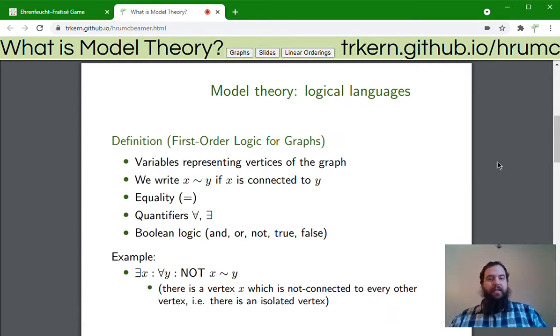Model theory is the study of logical languages, and the best thing to compare this to is programming languages, right? So there's two key properties of programming languages that allow us to analyze them mathematically. The first is that programming languages are bounded, right? You can determine formally whether or not a program is in the programming language or not. There's a precise definition of what it means for something to be a correct program in this programming language.